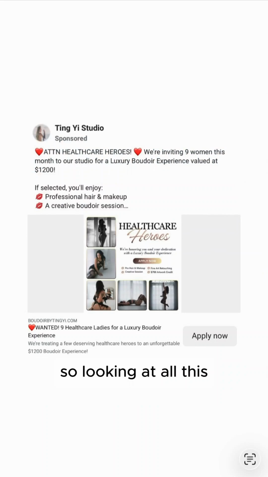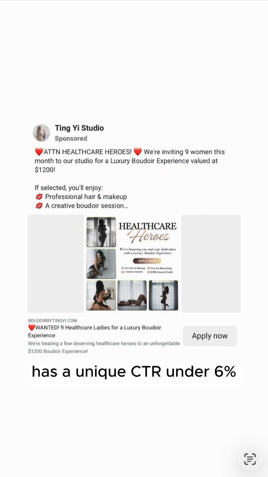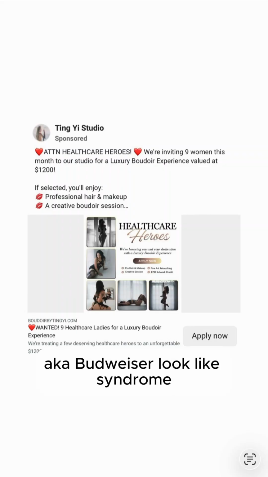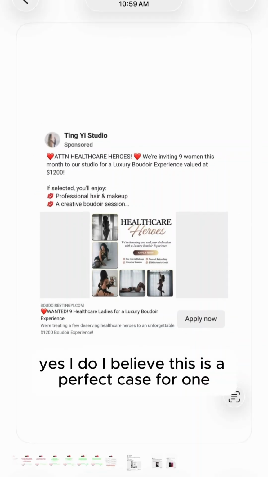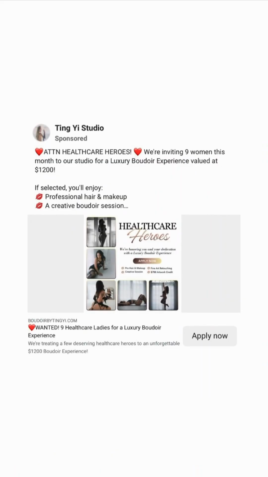So looking at all this, do I believe this boudoir Facebook ad has a unique CTR under 6% and therefore has BLCS, aka boudoir low click syndrome? Yes, I do. I believe this is a perfect case for one.